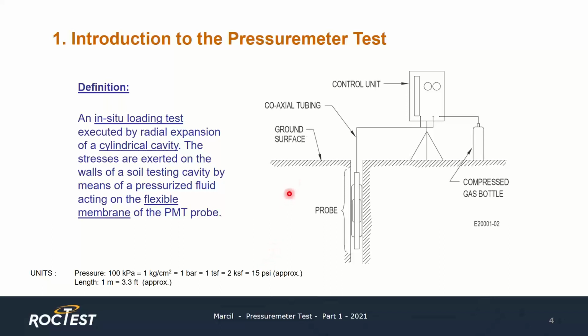We see at the right of this slide an example of a pressure meter. This equipment typically consists of a control panel that is used by the operator for applying the loads and taking the readings. Then there's a means for building up the pressure. In this case, it consists of a compressed gas. And finally, we see the probe that is inserted in a borehole and that is connected to the control panel using a tubing.